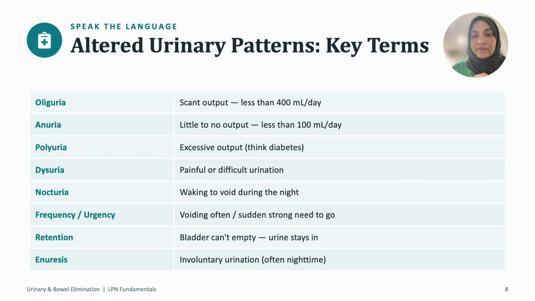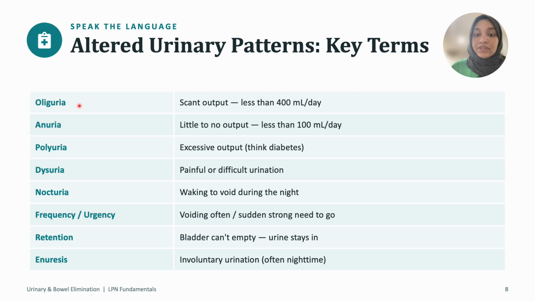Okay, now the vocabulary. This is pure NCLEX bread and butter, right? So the NCLEX will not put the wordings like, okay, little output or excessive output. You have to know these. So we have oliguria, which is scant output, less than 400 milliliters per day.